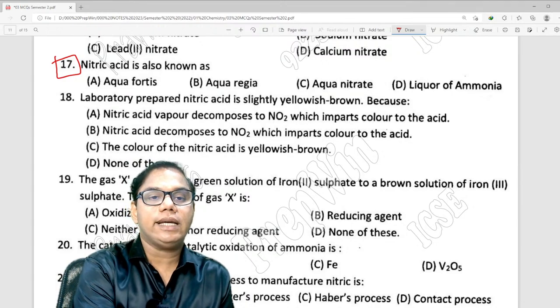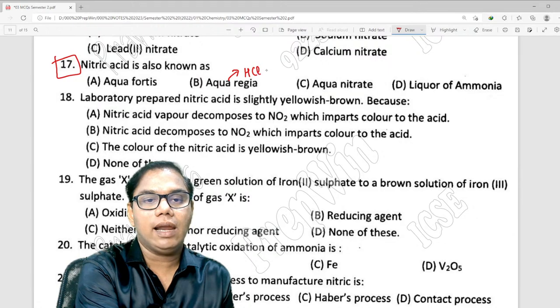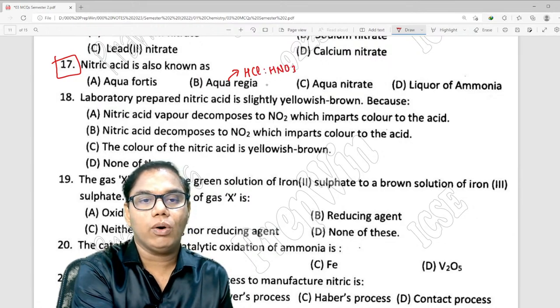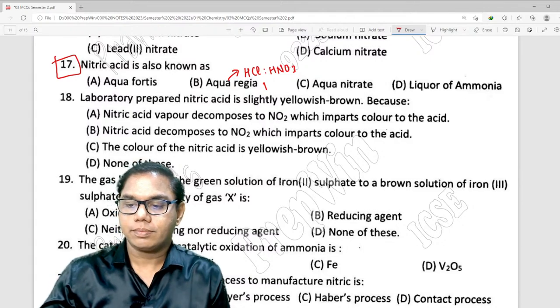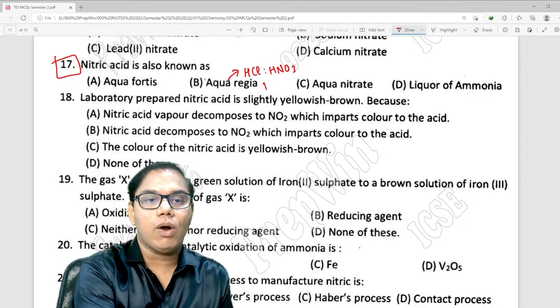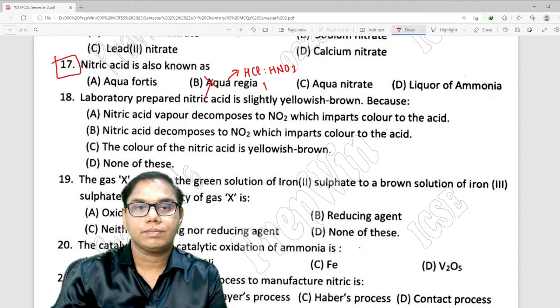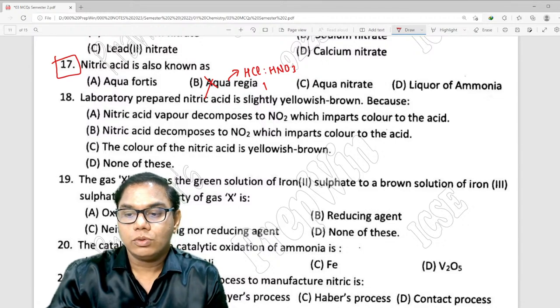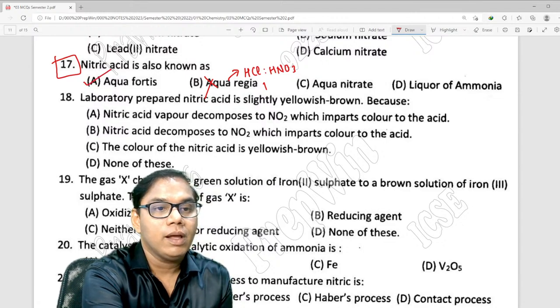Aqua regia is incorrect answer, kyunki aqua regia is mixture of HCl and HNO3. Okay, in what ratio? 1 is to 3 or 3 is to 1? 3 is to 1, right? In ratio 3 is to 1. So this is not the answer. So what is the correct answer? Correct answer is 17th ka A.